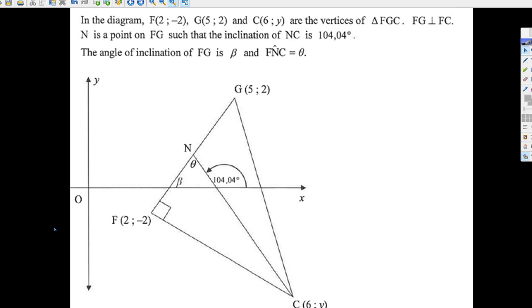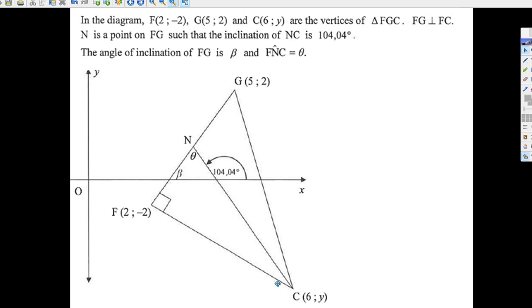Okay, this is question 4 of analytical geometry. First, we've got to make sure we know exactly what we're dealing with. They give you the points F and G, which kind of makes a triangle here. They tell you that the vertices of the triangle are F, G, and C, right on the outside.